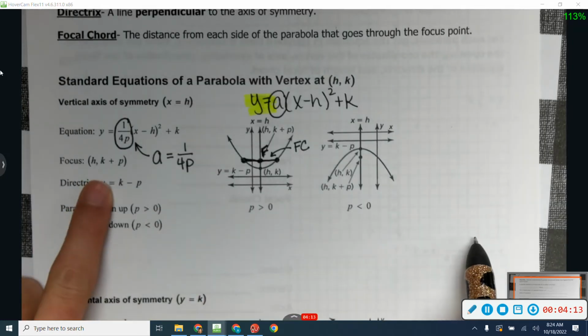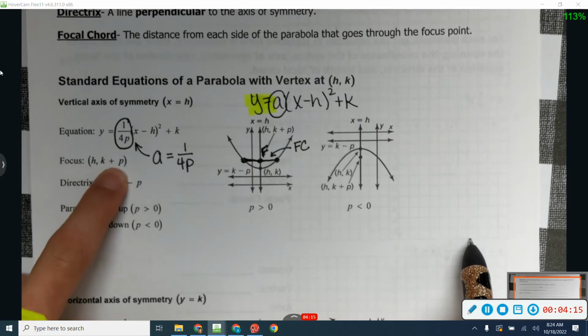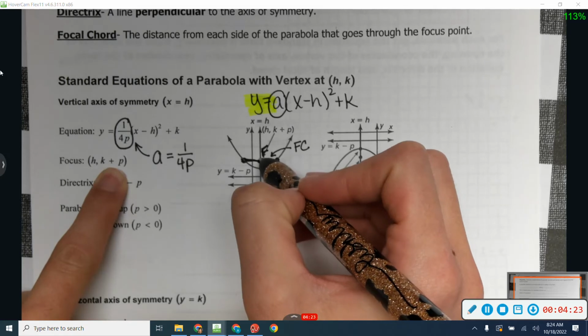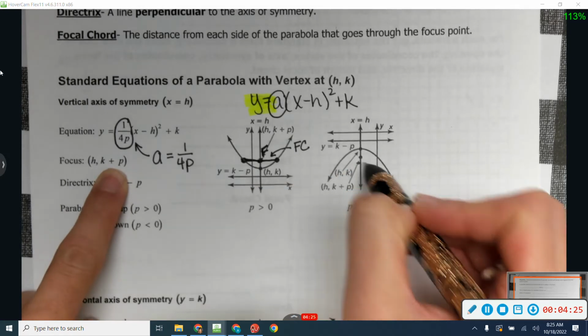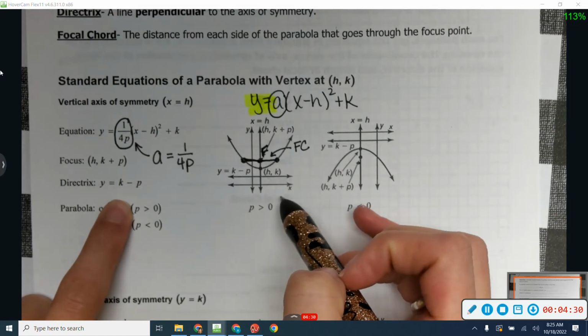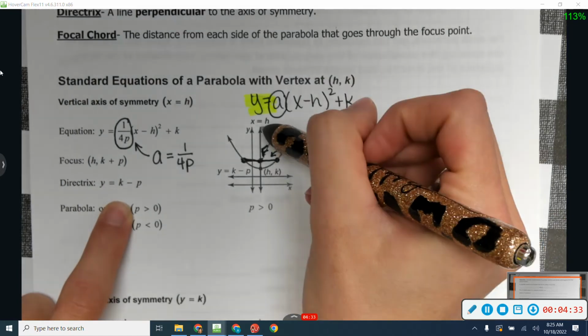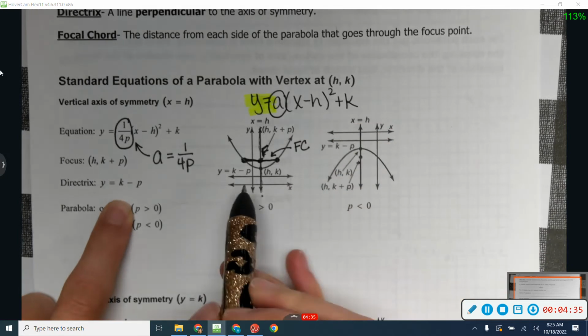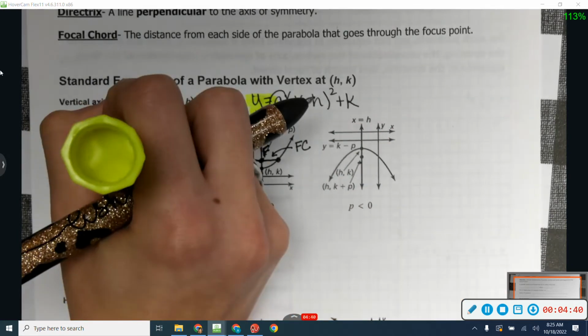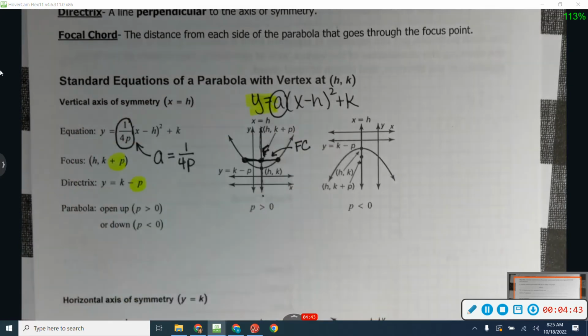Your focus for a vertical parabola, you're going to be changing your y value, because if it's vertical and your focus is on the inside of the parabola, then you're moving up or you're moving down, which is affecting your y, okay? Now your directrix, we said, was perpendicular, okay? So if my axis of symmetry is vertical, my directrix is horizontal, and that's going to be y, okay? But see how each time you're adjusting it according to that p-value? So finding your P correctly is going to be the most important part of this whole section, okay?